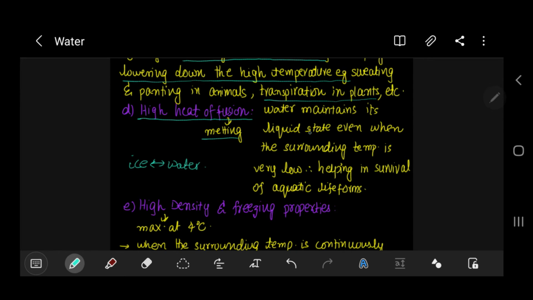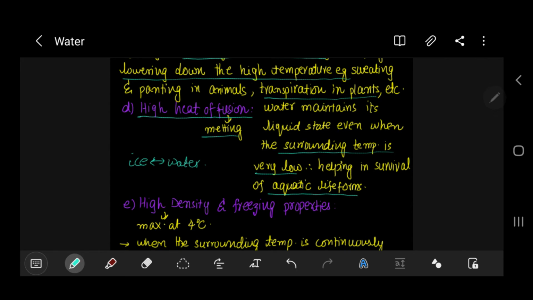Water maintains its liquid state even when the surrounding temperature is very low, and this again helps in the survival of aquatic life forms. This helps in very cold regions where temperatures fall below 0 degrees, and in those areas water maintains its liquid state, which helps the aquatic life to survive and sustain even when the surrounding temperature is very low. This is important. Okay, moving on.